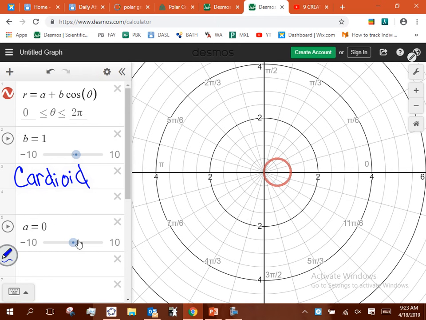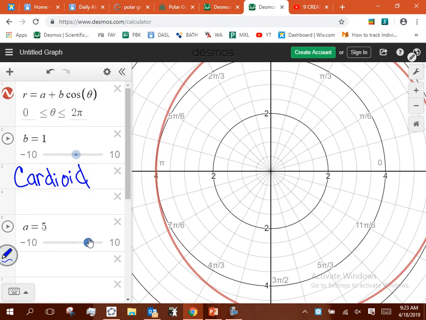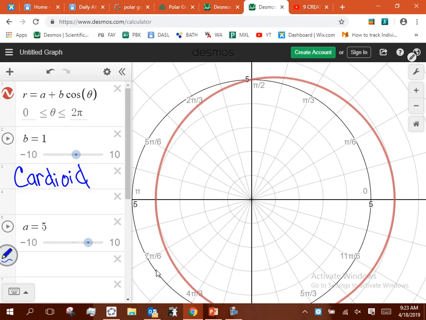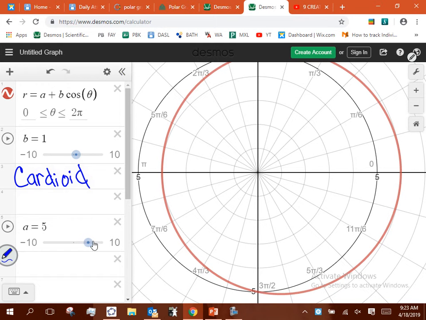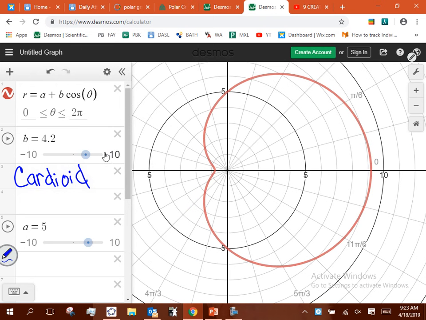If I make them both the same, we get a cardioid. Okay, let's make them different. We get something like this. Okay, it kind of looks like it's not a circle. Kind of looks like one. And if I do this, you can start to see more drastically that it is not a circle.